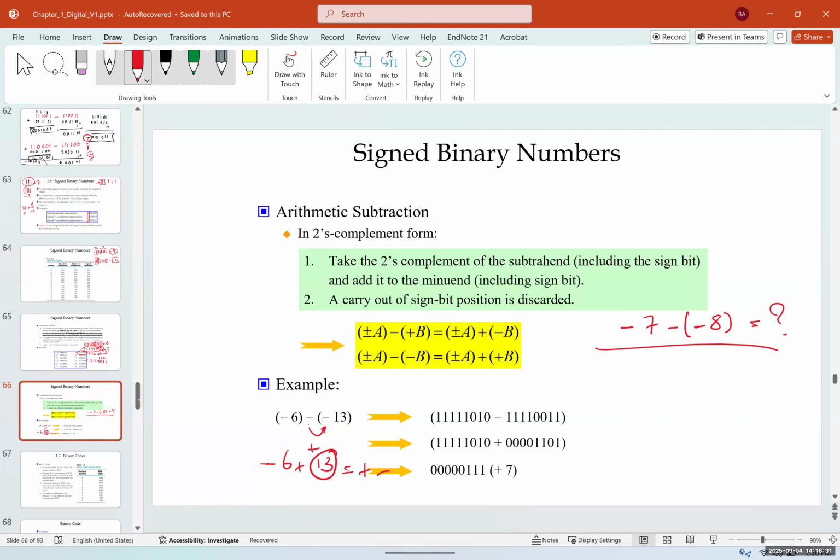I forgot to mention, I want you to do it in the 2's complement. And you can see it step by step. You would take the 2's complement of the subtrahend, including the sign bit, and add it to the minuend, including the sign bit. The carryout of the sign bit position is discarded. You can just follow this and make it 8-bit. Two 8-bit numbers.